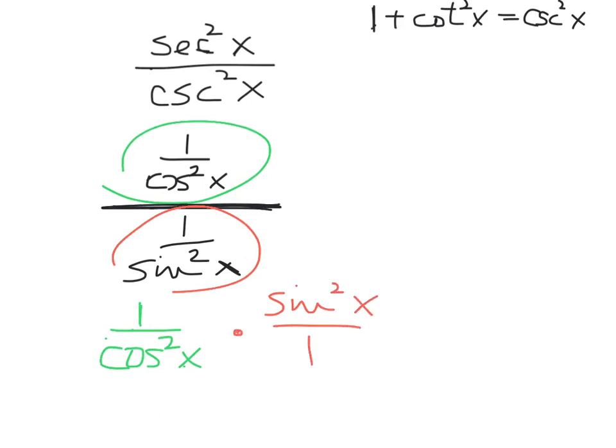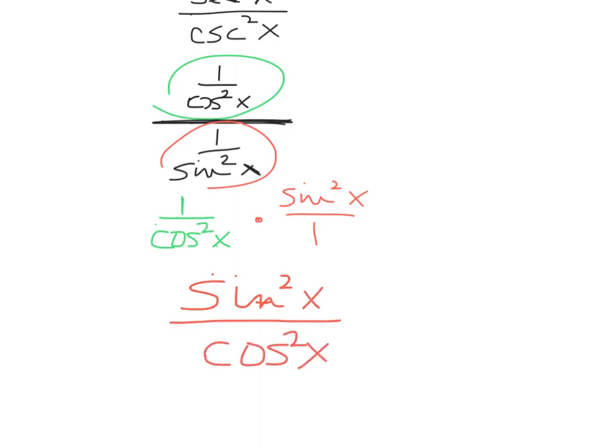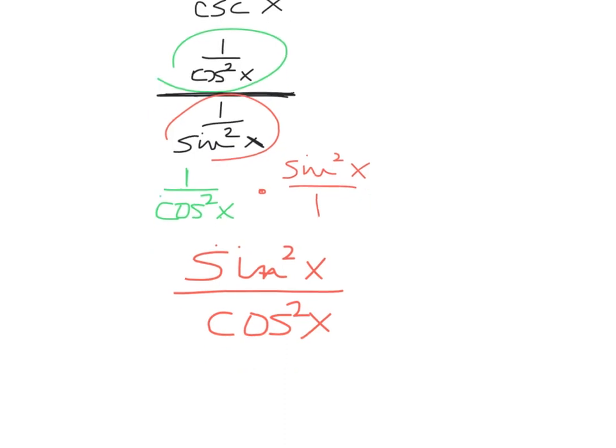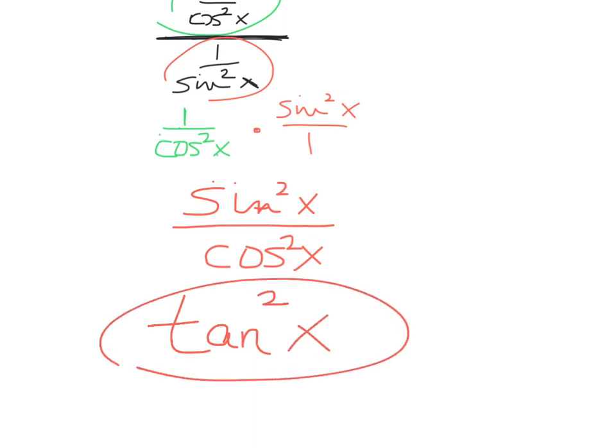I'm now going to multiply these two. So sine squared x over cosine squared x. This is equivalent to tangent. So my final answer here is tangent squared x.